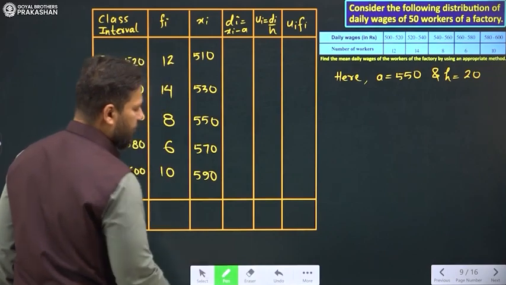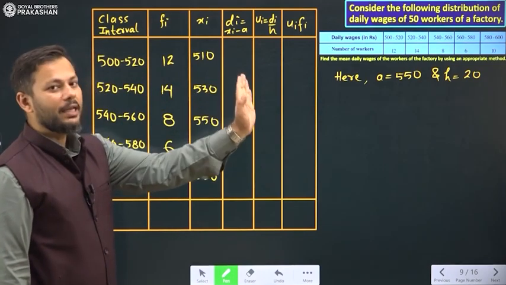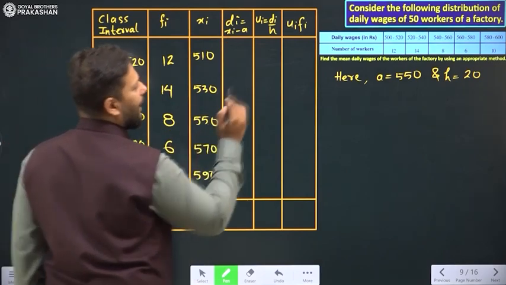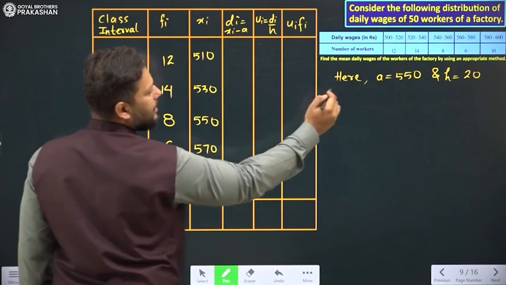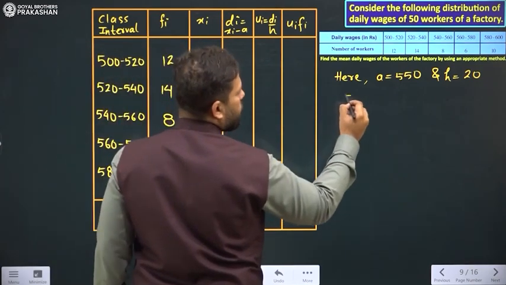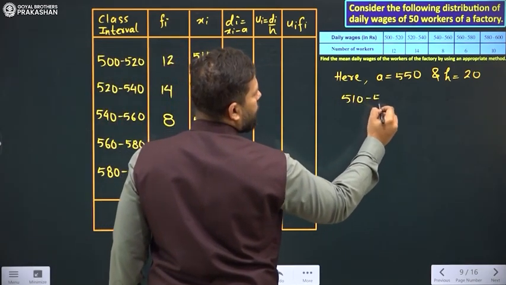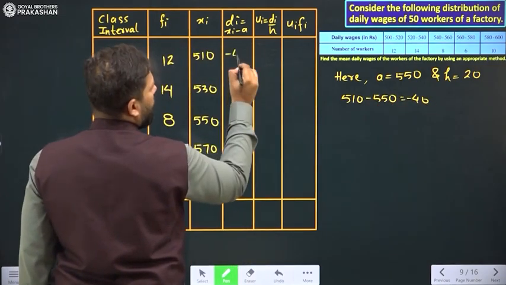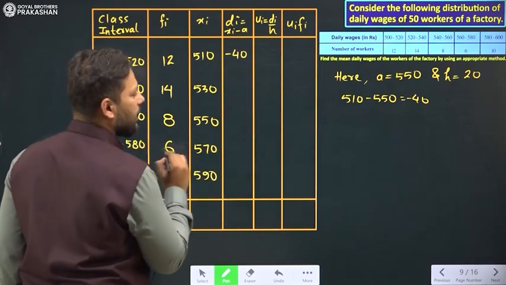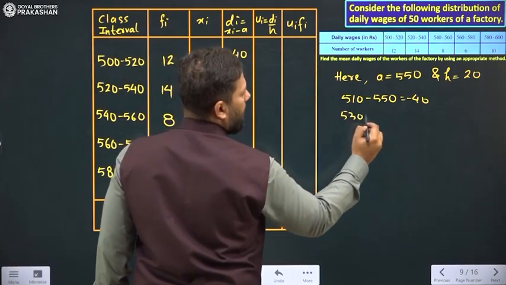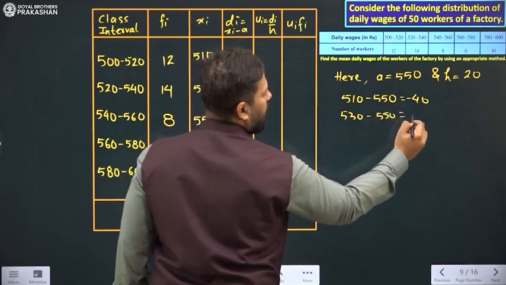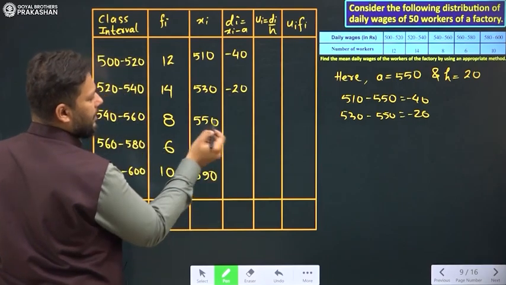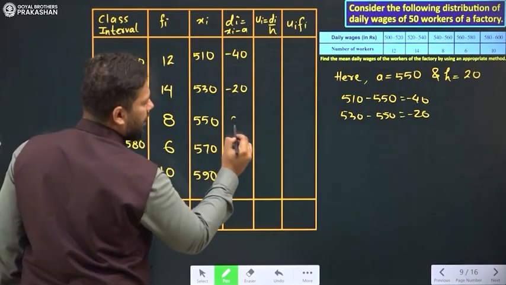Now we'll move ahead further. What is di? di is the difference of xi and the assumed mean. So in the first case, xi is 510 minus the assumed mean 550. So 510 minus 550 will give us minus 40. Let us write it over here, minus 40. In the next case, it is 530 minus 550. That will result in minus 20. So let us write minus 20 over here. Similarly, in the next case, 550 minus 550 will give us 0.